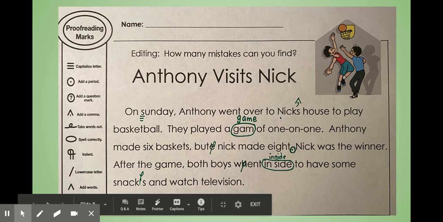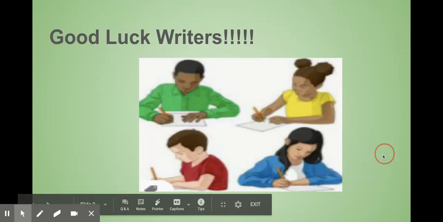And remember we talked about this up here? That apostrophe S shows ownership. Well, snacks can't own anything, so it should not be an apostrophe S. It just means more than one. We had snacks. We had cookies, and we had chips, and we had beverages and fruit snacks. So I do not need an apostrophe S. So I use the delete mark to take it out. Okay? And that is how you use proofreading marks to help you with your editing.